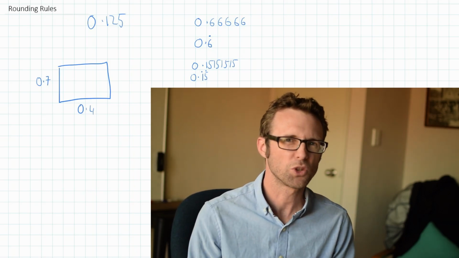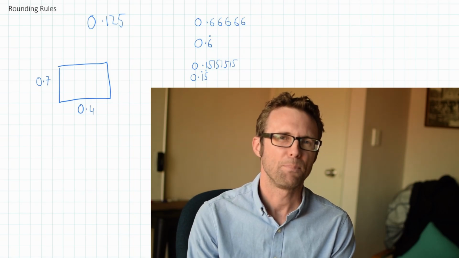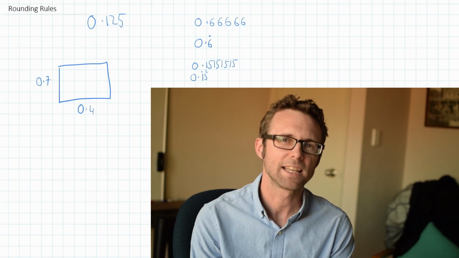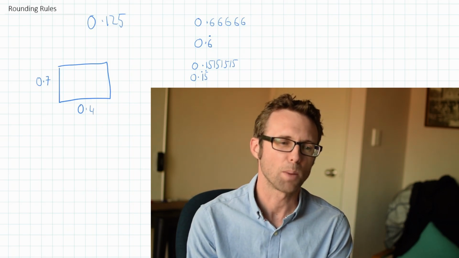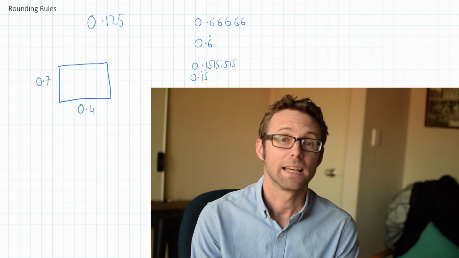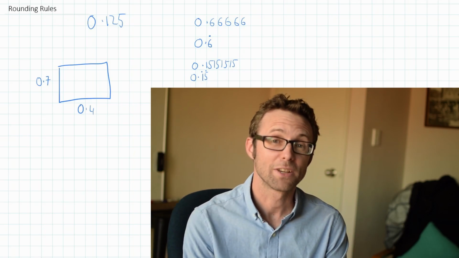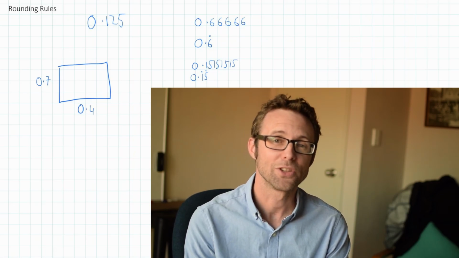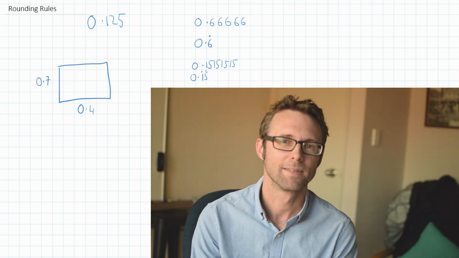Well, I hope those rules make sense to you. Have a go at the exercise, but probably the main thing to be aware of from these rules is to check what the exam asks you to do. IG will be in three significant figures, money's two decimal points, and angles in degrees will be one decimal point.